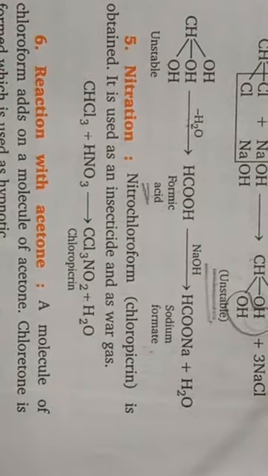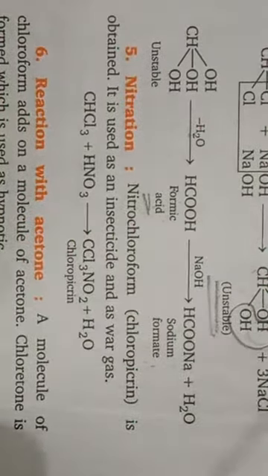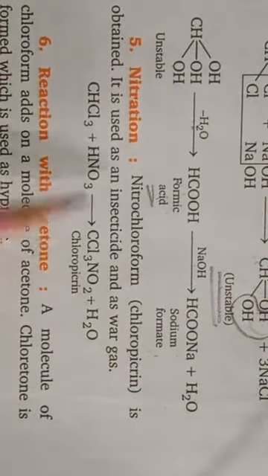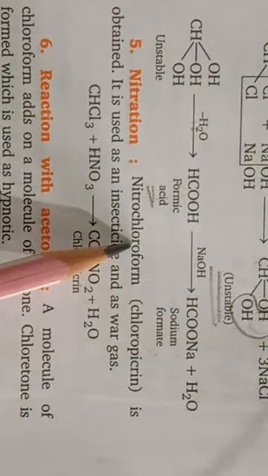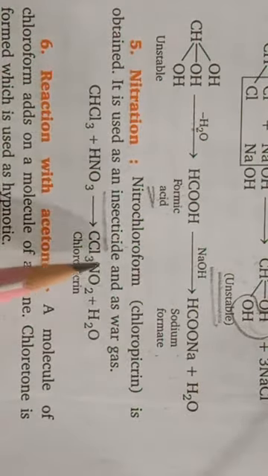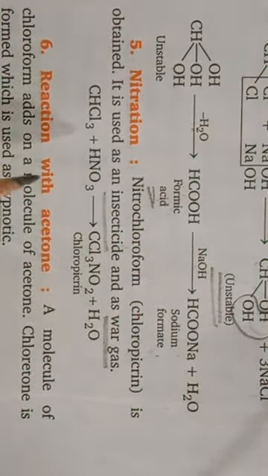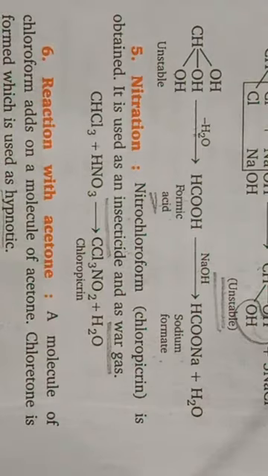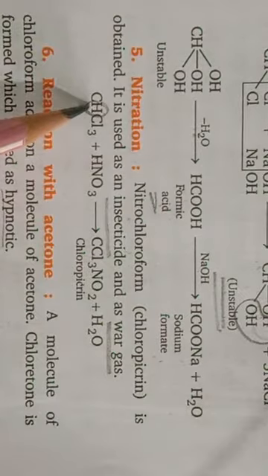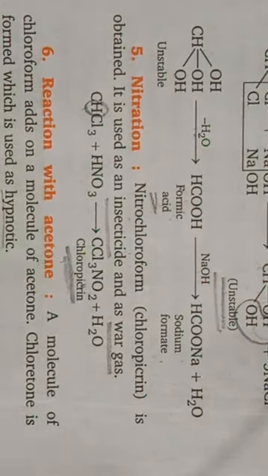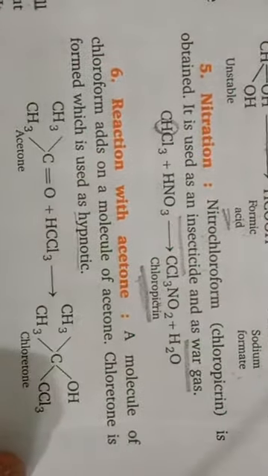Next is nitration. Under the nitration reaction, chloropicrin is formed as a product, and this chloropicrin is an insecticide and also used as a war gas. Chloropicrin's chemical name is nitrochloroform. So in chloropicrin, one hydrogen atom of the chloroform gets displaced by a nitro group. Chloropicrin is used as an insecticide and as a war gas.